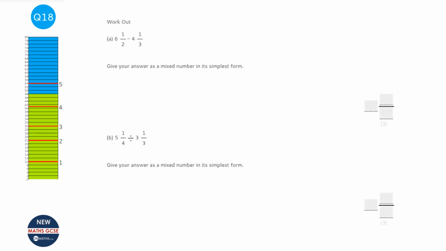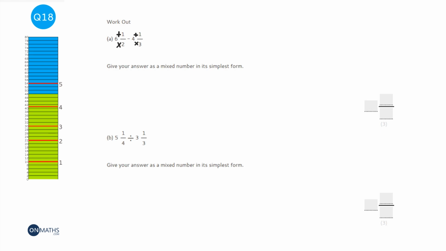Whenever you're multiplying, subtracting or dividing with fractions, you must always convert them into improper fractions if they're mixed numbers. So here we've got two mixed numbers: we've got 6 1/2 and we've got 4 1/3. So we need to convert these into what we call improper fractions, top-heavy fractions. And we do that by timesing the big number by the bottom number, then adding it to the top. And we do that for both of these.